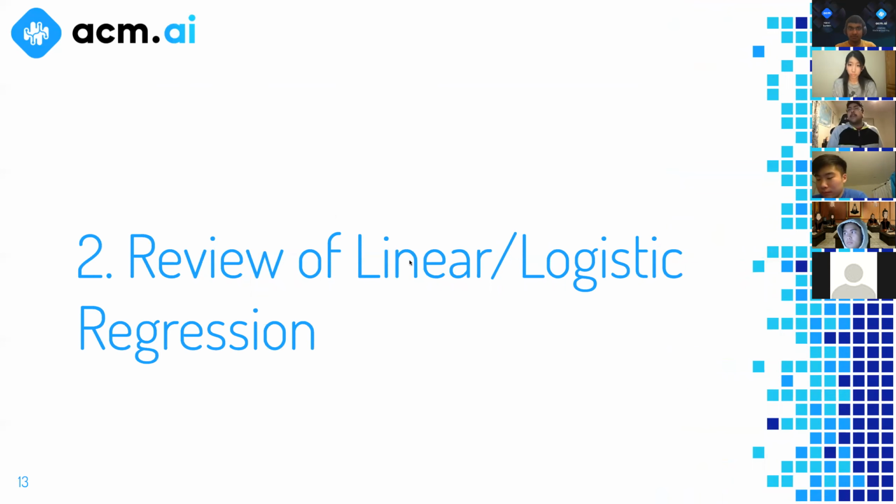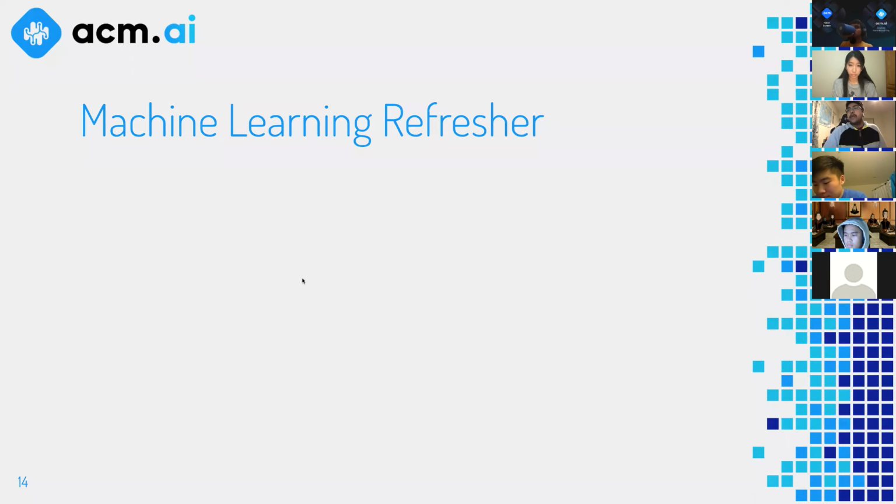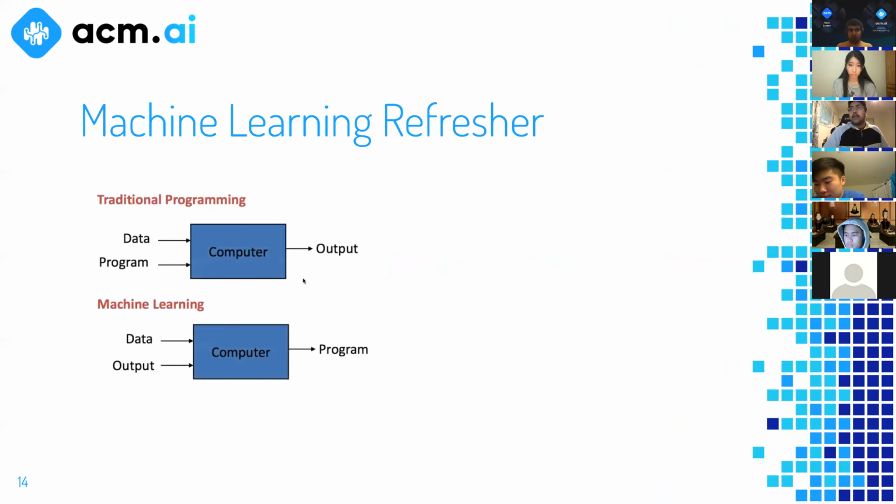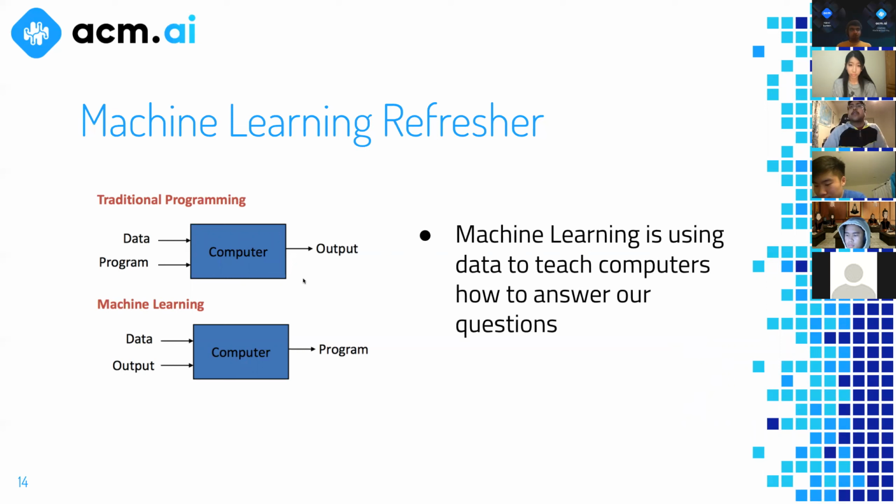All right, so I'll be taking over and we're going to review linear and logistic regression, mainly because those were the main types of machine learning models or techniques that we learned in beginner track. So we will be building upon those and refreshing your knowledge of machine learning and both linear and logistic regression.